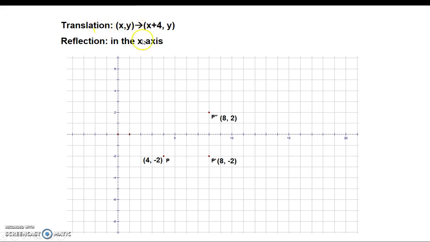Okay, here's the first glide reflection on the checkpoint. We're going to take point P, the original point (-4, -2), and we are going to move it 4 in the x direction, and the y is 0, so we don't move it anywhere in the y direction. And then we're going to reflect it over the x-axis, and when we reflect it, that's going to give us P double prime (8, 2).